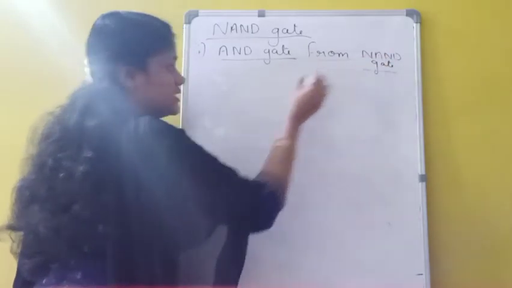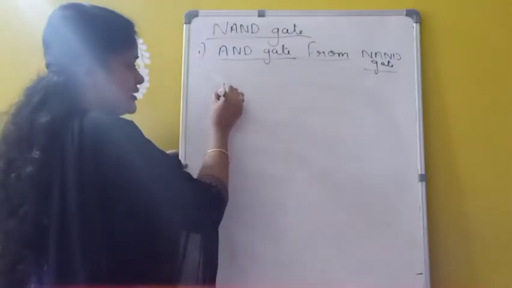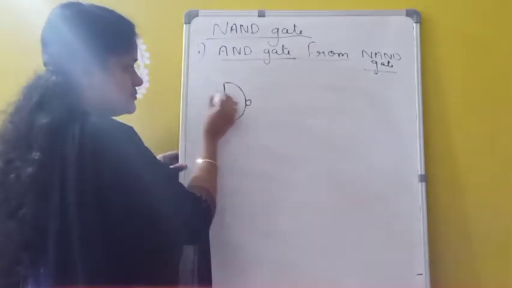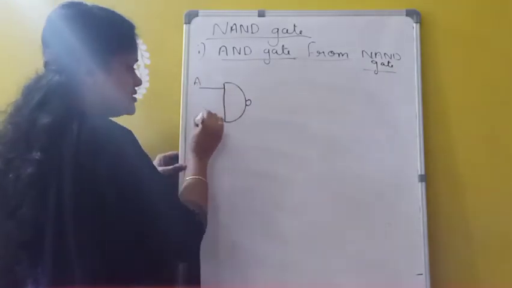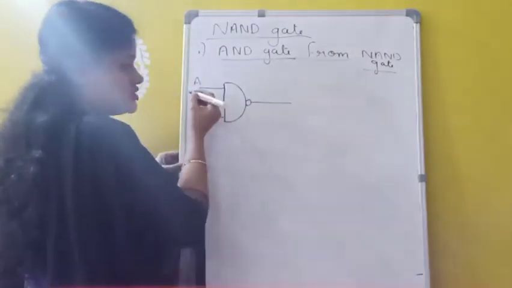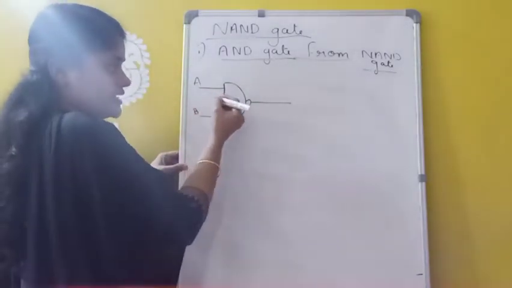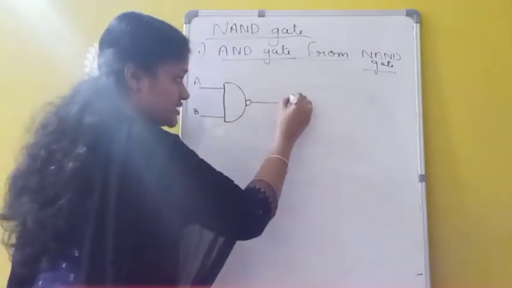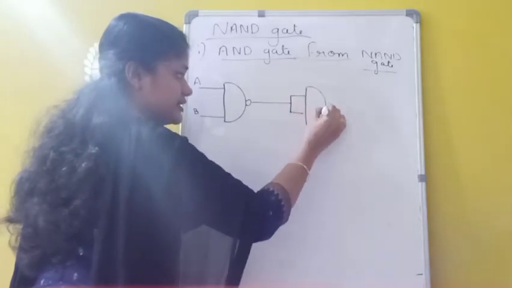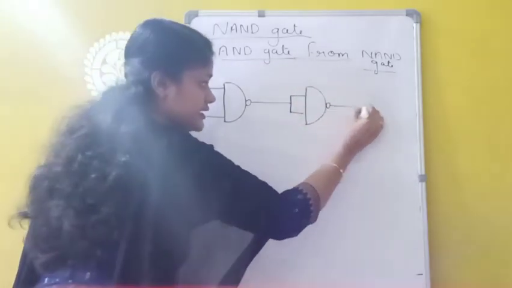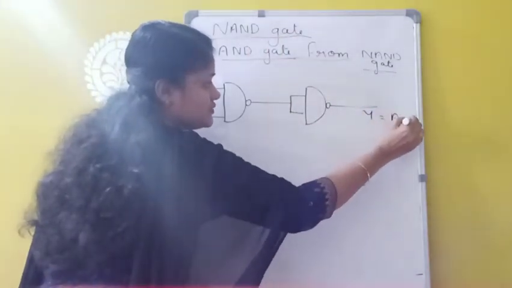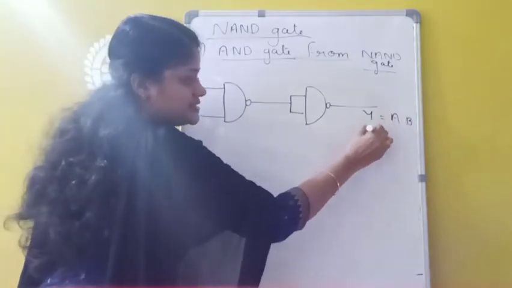So I am drawing a diagram here. We can use only NAND gates. This is one NAND gate. We have two inputs A and B, and the output is taken from this, and this output is given as the input to another NAND gate. Then the output will be Y equal to A dot B, that means this is the AND gate.